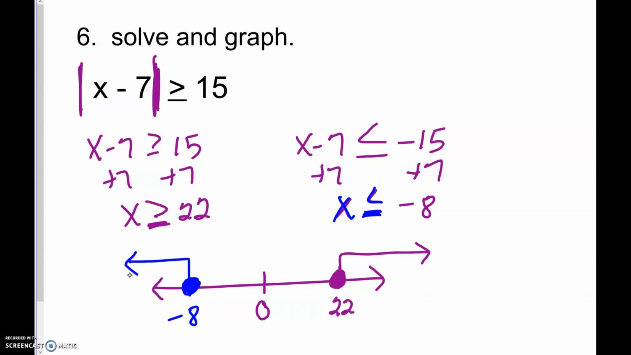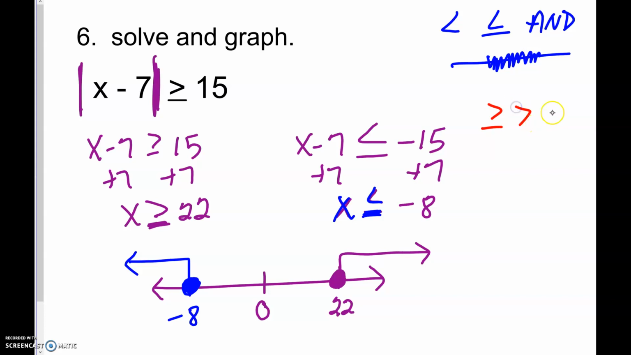So if you guys had your notes in front of you as you were doing this, remember when it's less than or equal to, that is like an and problem, so that we end up shading between them. Like this problem is greater than or equal to, and the greater thans, these are or problems. And when we shade for these, we go out.